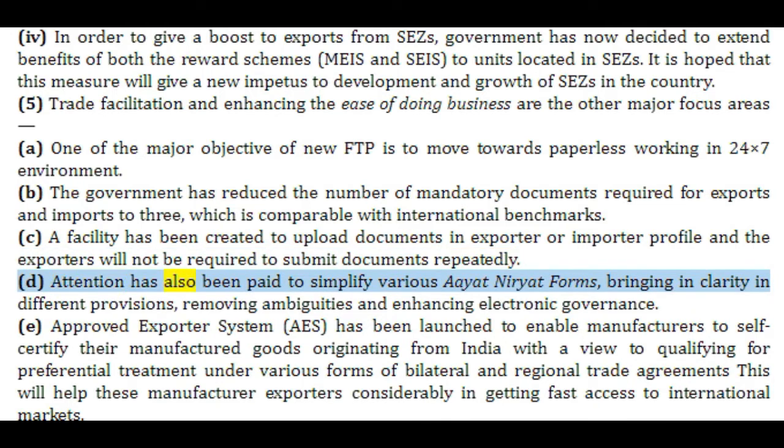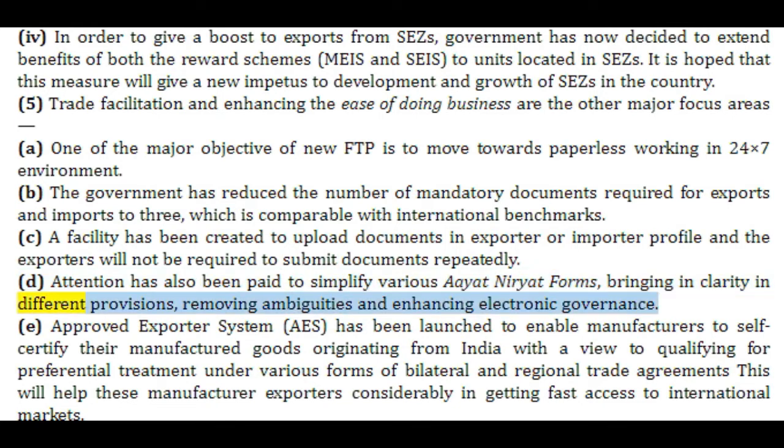D. Attention has also been paid to simplify various Aayat-Niryat forms, bringing in clarity in different provisions, removing ambiguities, and enhancing electronic governance. E. The Approved Exporter System (AES) has been launched to enable manufacturers to self-certify their manufactured goods originating from India, with a view to qualifying for preferential treatment under various forms of bilateral and regional trade agreements. This will help these manufacturer exporters considerably in getting fast access to international markets.